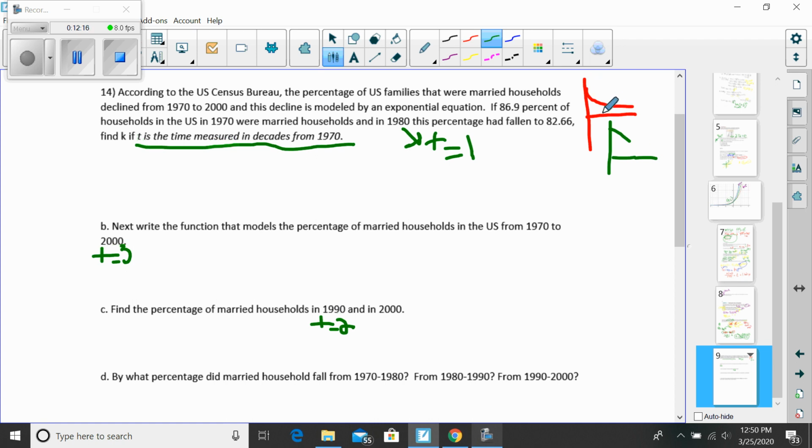So that's where we see this horizontal asymptote line, that at some point we're going to get to a leveling off in our society, right? And that's called a horizontal asymptote line. So anyway, let's take a look at this.